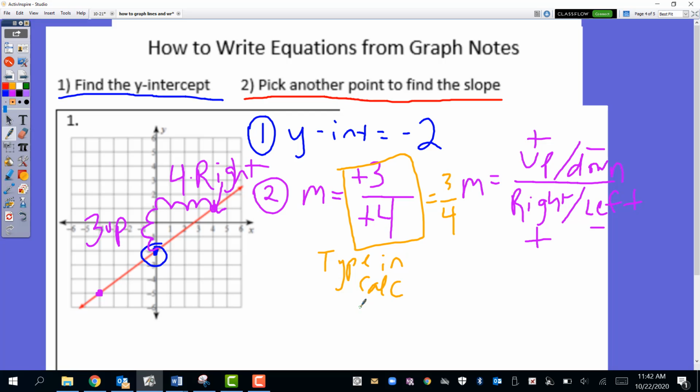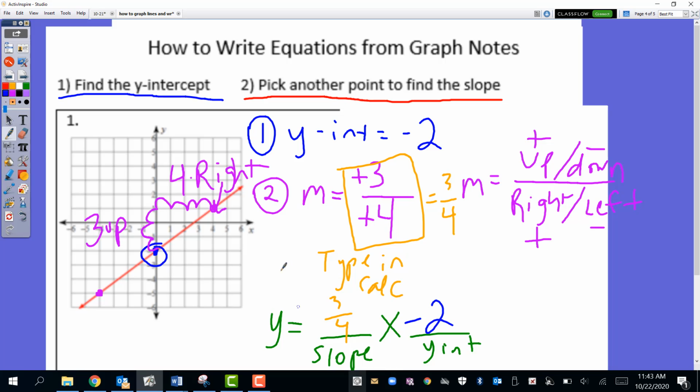So now I'm ready to write my equation. My equation should look like y equals blank x blank. The first blank is my slope and my second blank is the y-intercept. So what was my slope that I just figured out? It's 3/4. So I'm going to put that in the first blank. And what was my y-intercept? It was -2. So I'm going to put that in the second blank. So my final equation is y equals 3/4x minus 2.